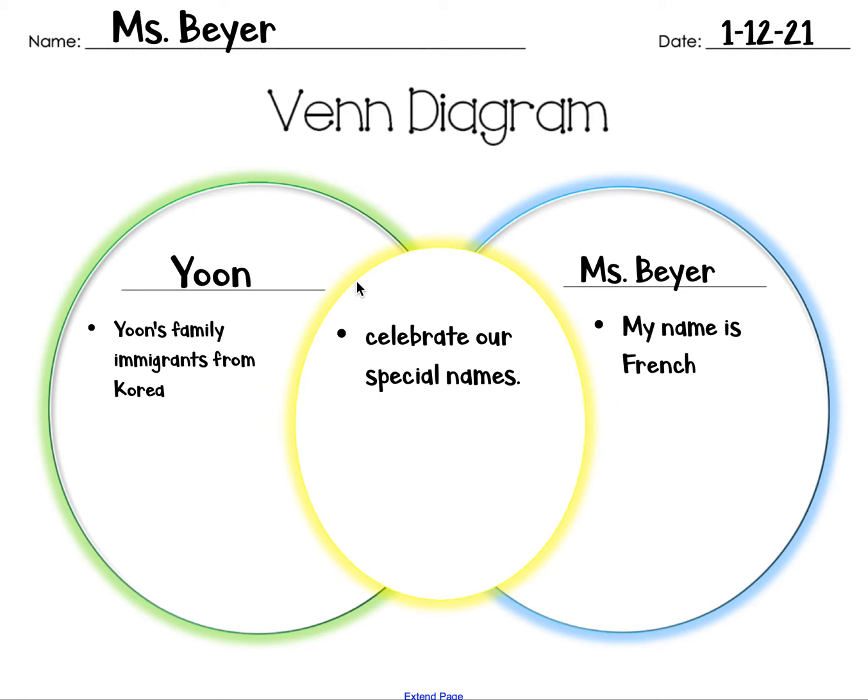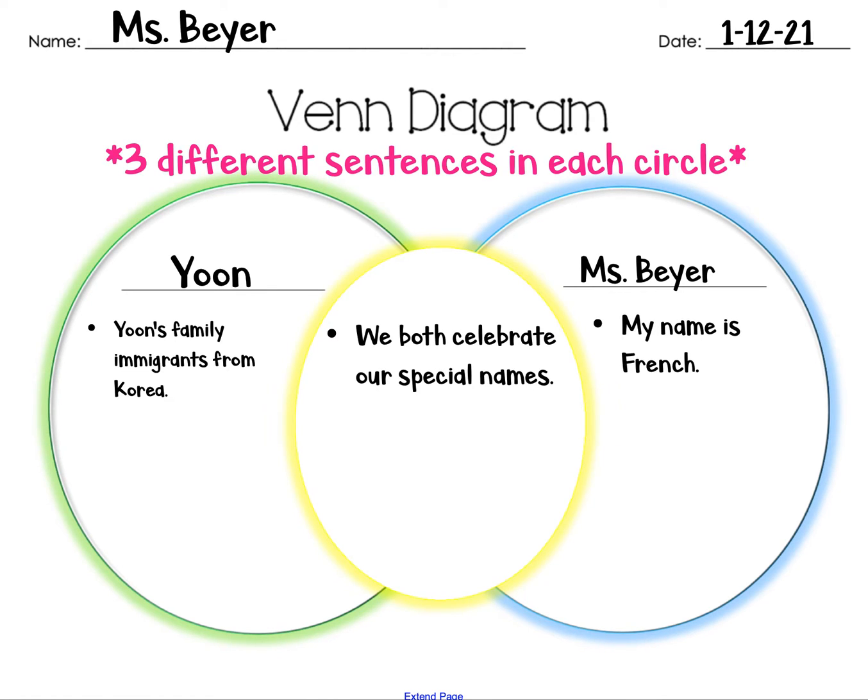What I would like you to do, first graders, is pause the video here for a second and continue filling out your Venn diagram. You should have 3 different sentences in each circle. So I have started mine, and it looks like I need to have 2 more sentences in each one of my circles. Once you have finished your Venn diagram, I would like you to unpause the video and continue. Great, I cannot wait to see everybody's Venn diagrams.